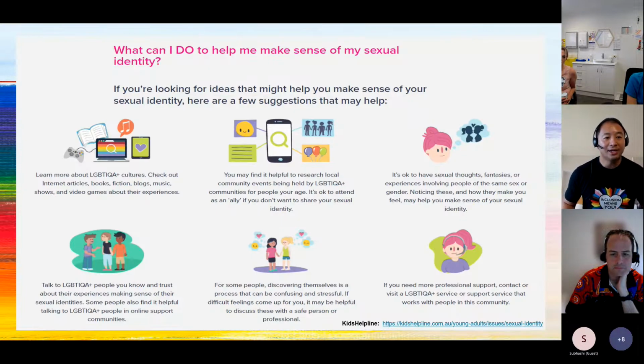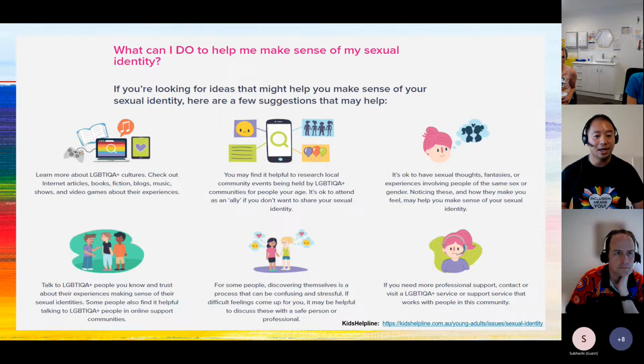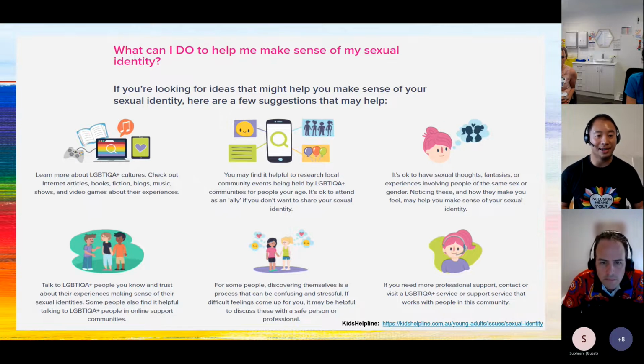So what can I do to help me make a better sense of my sexual identity? This is a quick little diagram there from the Kids Helpline. Yes, I know it's more youth-friendly, but the same ideas can be used for persons of all ages. So I do encourage you to look at those key elements in there to help your patient out if they are having troubles in this area.